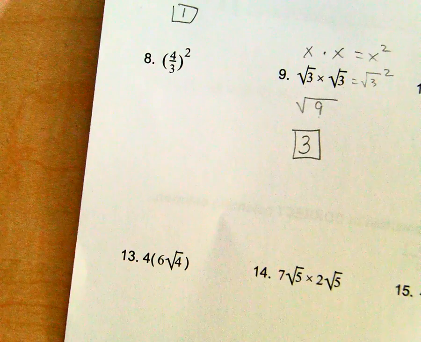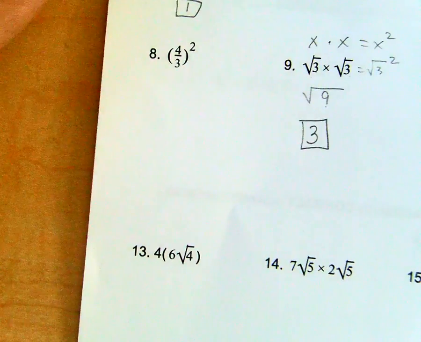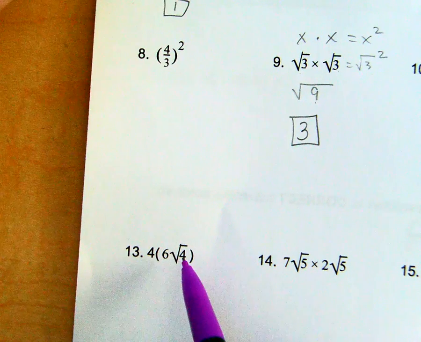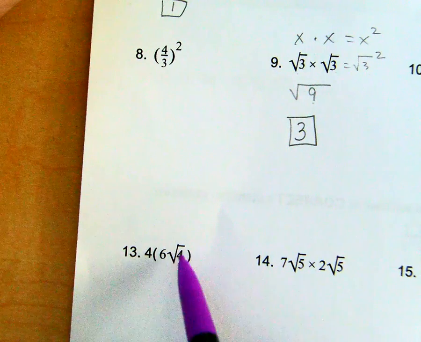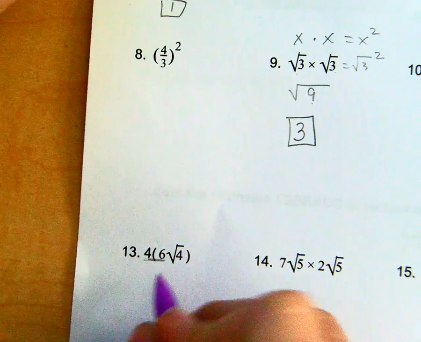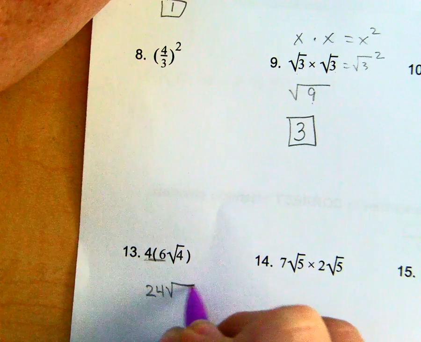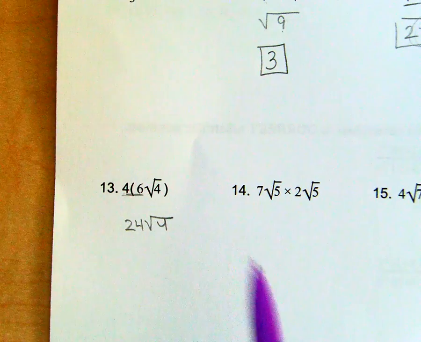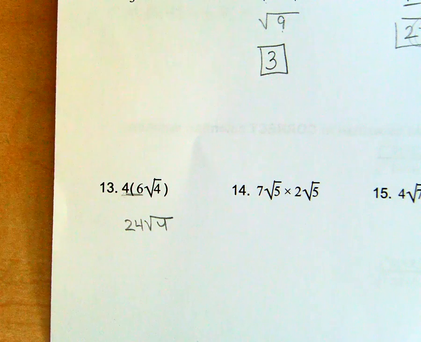Moving on to number 13. I do want to make sure as I'm working these problems that if it has a radical in it that does simplify, that I go ahead and simplify that, right? Because I might just multiply 4 times 6 here and end up with 24 square root of 4. But that actually simplifies further. So it's right. It's just not as right as it could be.